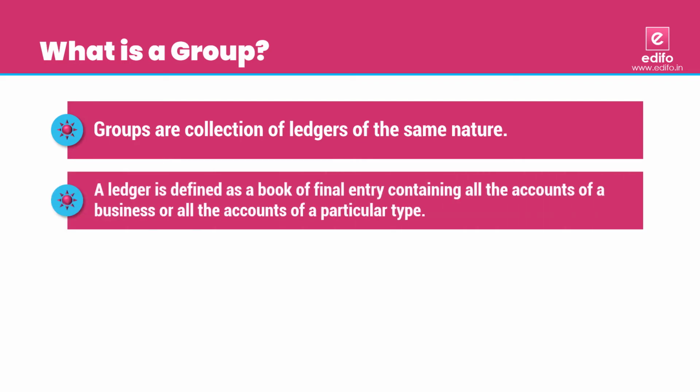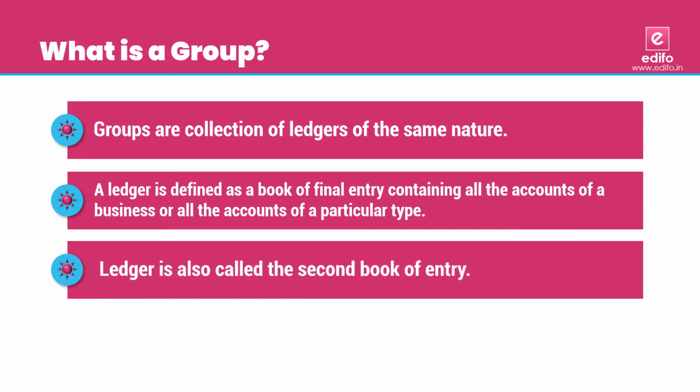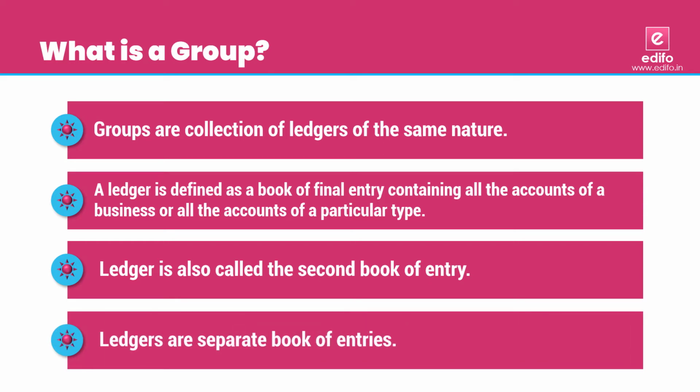A ledger is defined as a book of final entry containing all the accounts of a business or all accounts of a particular type. We have already learned about that. Ledger is also called the second book of entry. The first book of entry is journal and the second book of entry is ledger. So, we can say ledgers are separate books of entries. We are separating these journals on the basis of their nature into different accounts. That's why ledgers are separate books of entries.